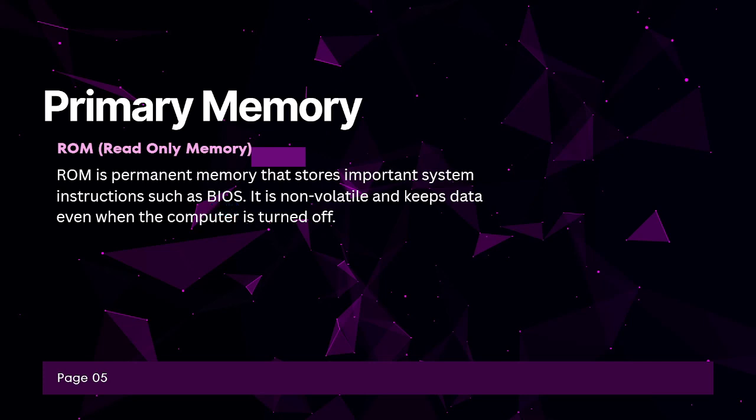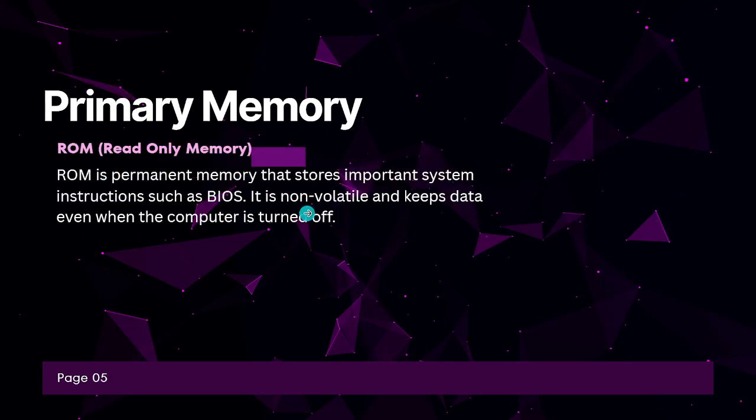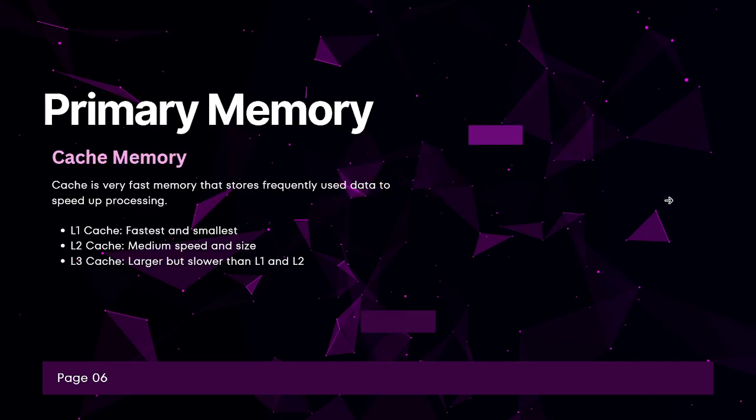So even if the computer is turned off, the data in ROM will stay safe. So this makes the ROM very important for system startup. So here the RAM is used when the computer is running, but if you turn off the computer, that data will be deleted. But here the ROM, if you turn off the computer, the data will stay there and it will not disappear.